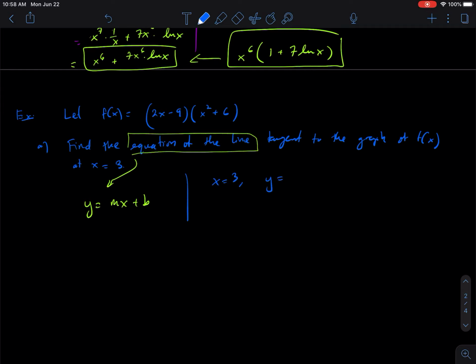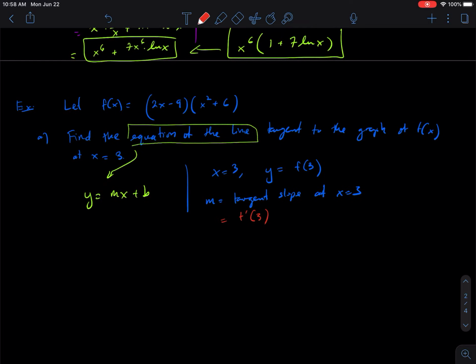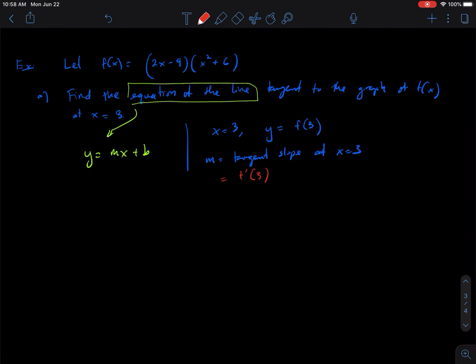The y is going to be the function value at 3, and then m is going to be the tangent slope at x equal to 3, meaning m is f prime at 3. Once we have that information, we can figure out what the y-intercept is. So 3, and f of 3 is called the tangent point to the graph f of x.